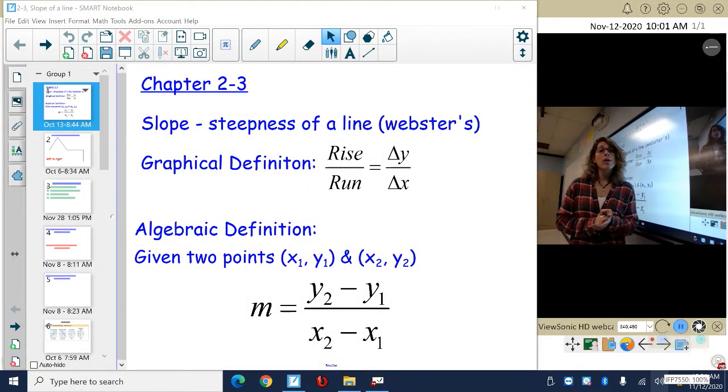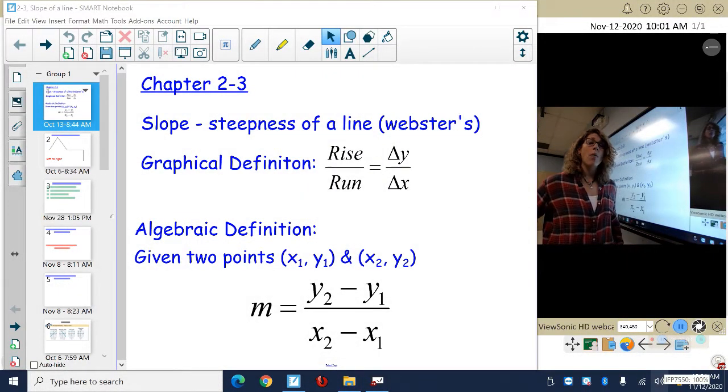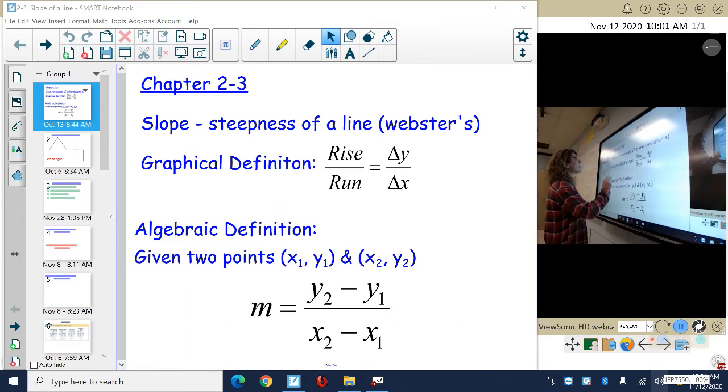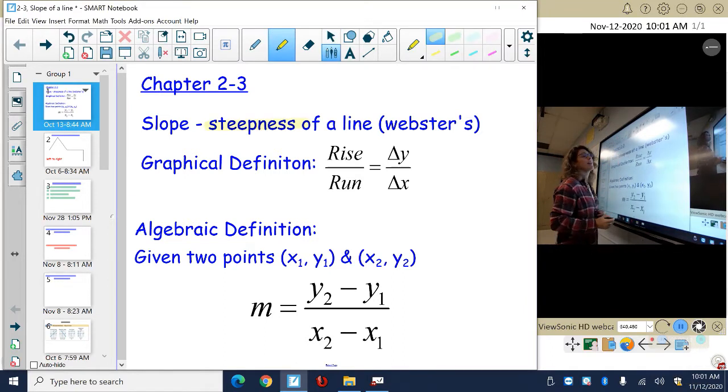Okay guys, we're going to go ahead and start a new chapter today. The new chapter is about y equals mx plus b, which is slope. So the very first thing we're going to talk about is slope. Slope is the steepness of a line. That is Webster's dictionary's definition. It's how steep the line is, how steep the incline is.